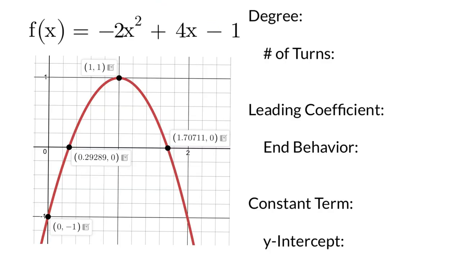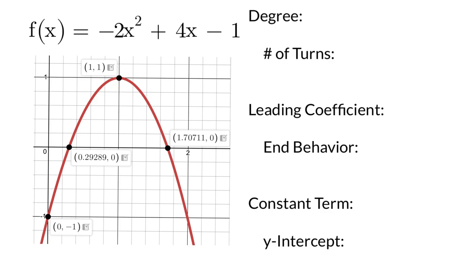Let's take a look at this polynomial. F of x equals negative 2x squared plus 4x minus 1. Now, since this is quadratic, we sure know a lot about this already, so I won't get into all the details of it. But what I do want to point out is three particular characteristics.